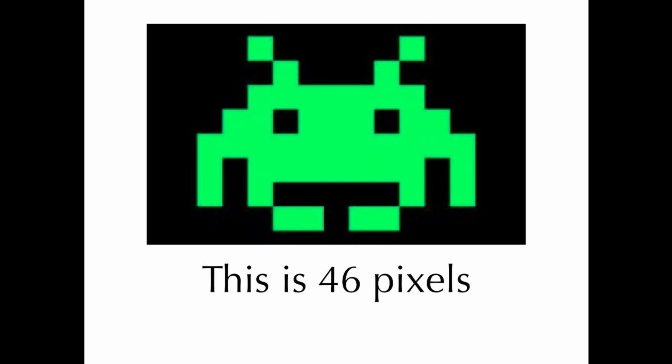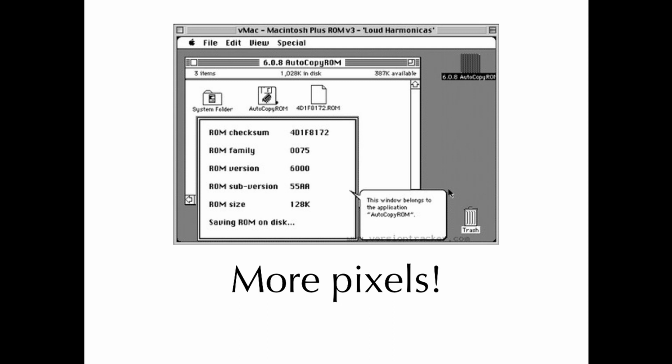Pixels get a bit more interesting when you have lots of them. Here we have 46 pixels, and also something I remember from when I was a bit younger. I'm going to change the slide because I know some of you are counting them already. Okay, after a while we got more and more pixels and things got more interesting. This was the first graphical user interface that I saw.